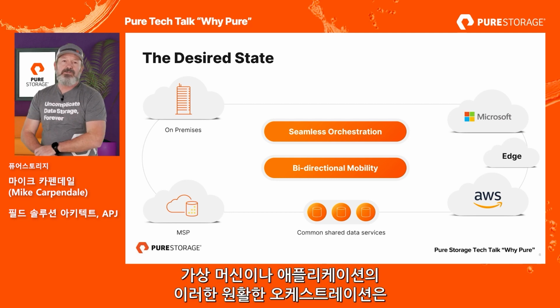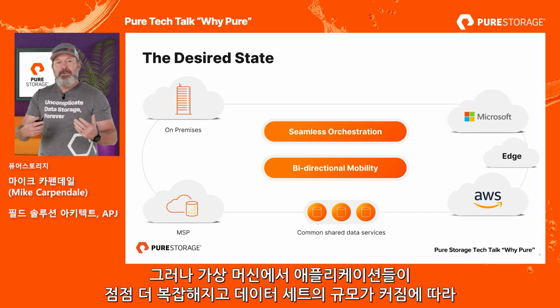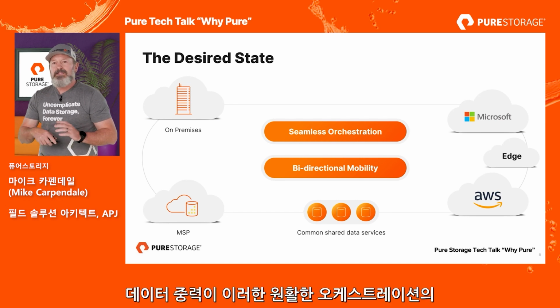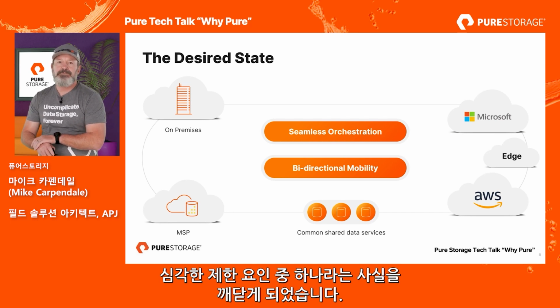With this seamless orchestration, if your virtual machine or your application was stateless in nature, we found that was going to be very easy. But as these applications and virtual machines became more complex and bigger in nature from that data set, we found that data gravity was one of the severely limiting factors with the seamless orchestration and this mobility.